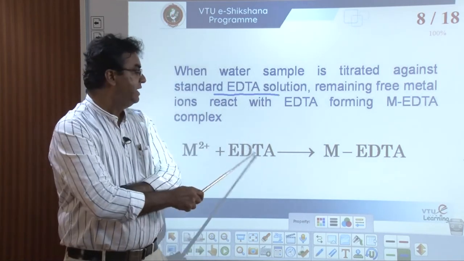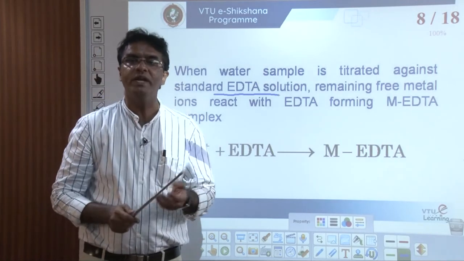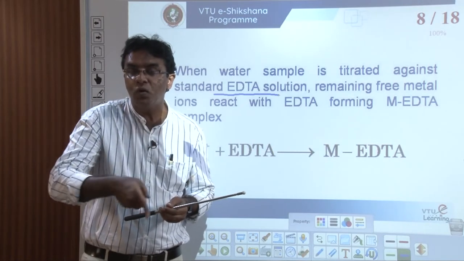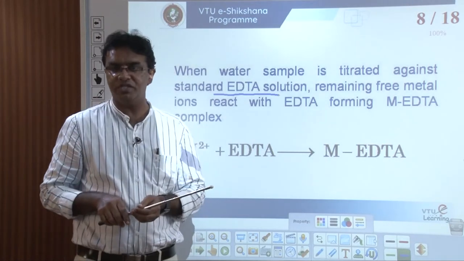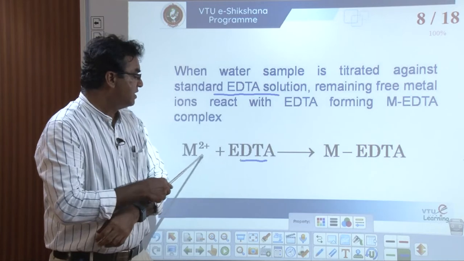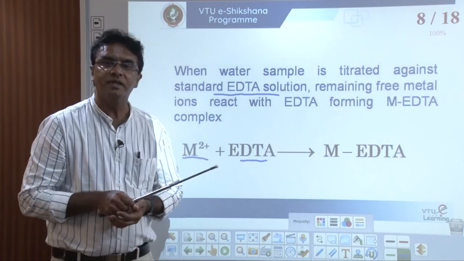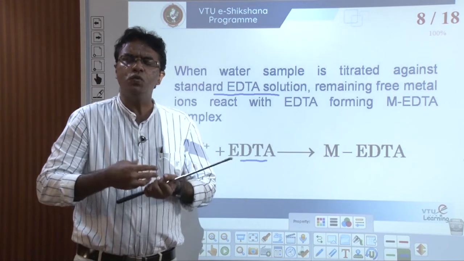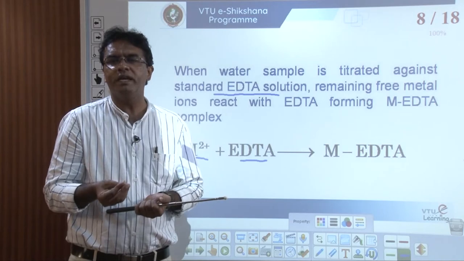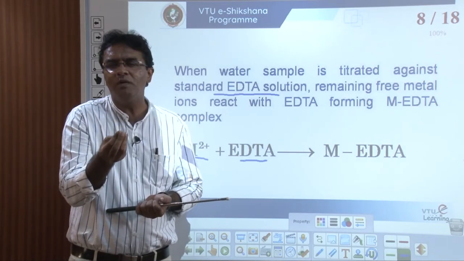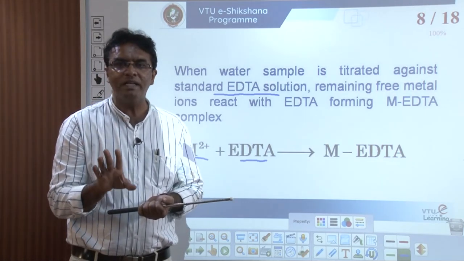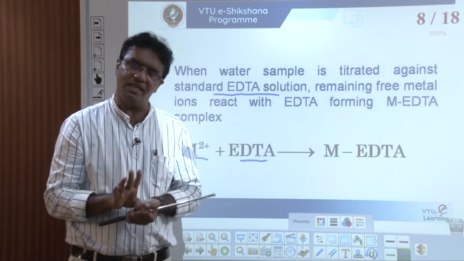When you do so, as all of us already know, EDTA is a hexadentate ligand. Therefore, the moment you keep on adding EDTA into the conical flask containing this reaction mixture, containing 25 ml of hard water, this EDTA, being a ligand, starts reacting with free metal ions. 25 ml of hard water contains a huge number of calcium and magnesium ions, a huge number of metal ions. Out of these, only a very small fraction of the metal ions is engaged with the indicator. The remaining metal ions are still free.